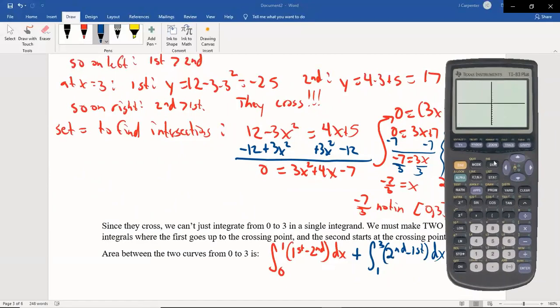Let's go back to standard zoom. So there's our parabola and there's our line. Look at that, they cross at that negative 7/3. There's the first cross that we ignored because we only cared from 0 to 3. And then they cross up here. In fact, because we only care about 0 to 3, let me make that window from 0 to 3.